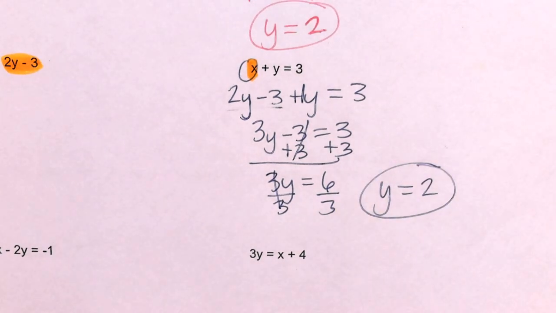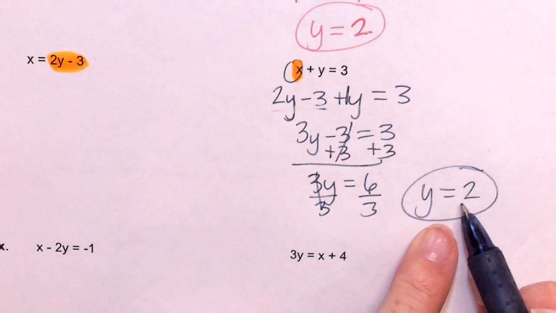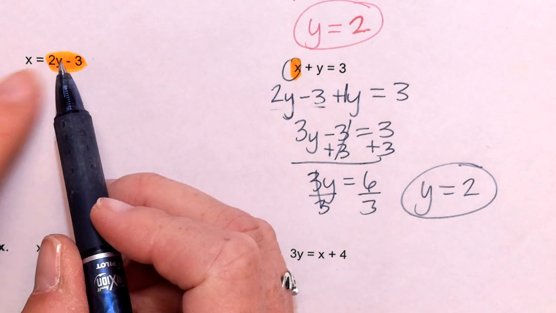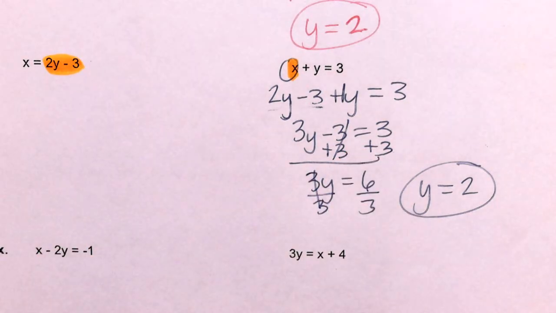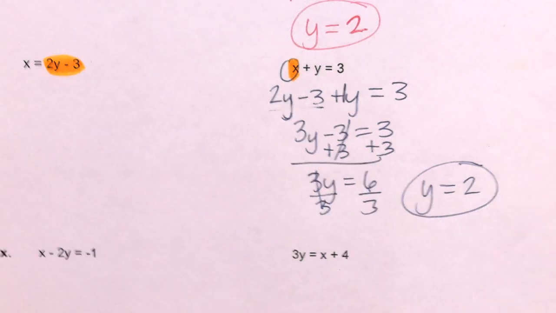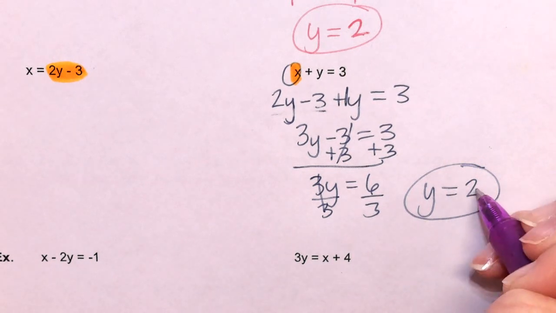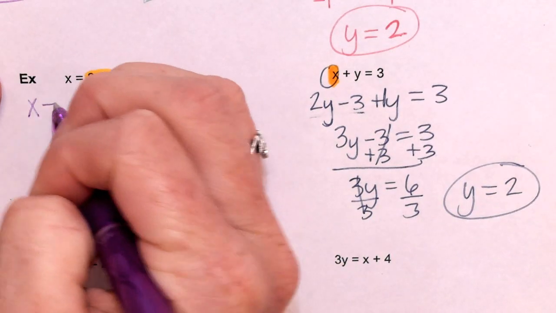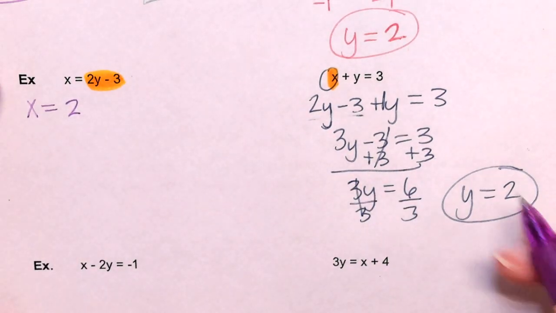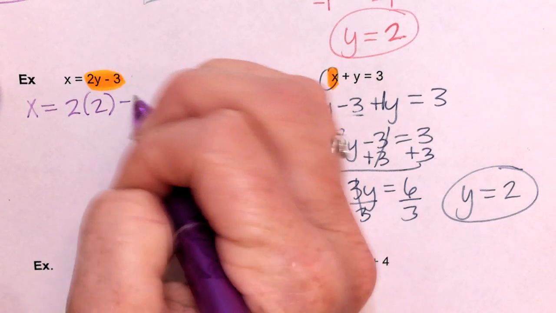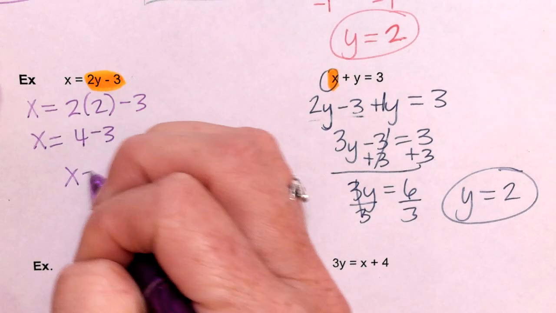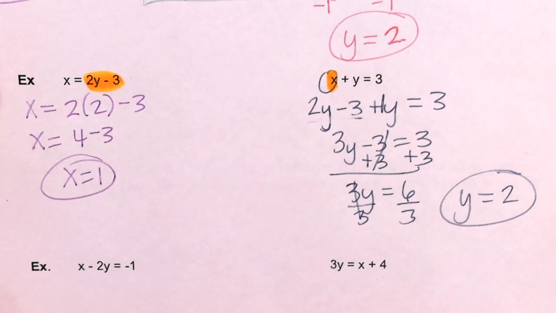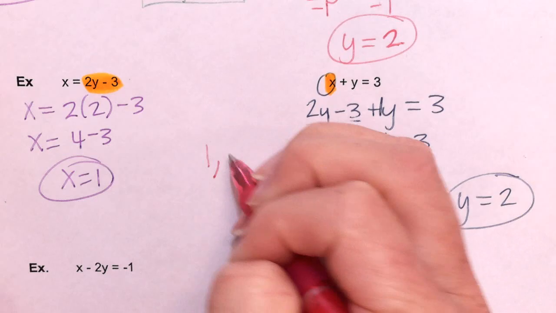To make a coordinate, what else do I need? I need an x. So I'm going to take this y and plug it back in for this so that I can solve for x. So I'm substituting here, and I'm substituting again. Yes? So I'm going to plug 2 in for y. So I have x equals 2 times y. What is y? 2 minus 3. So x equals what's 2 times 2? What is 4 minus 3? So what is my answer? 1, 2.